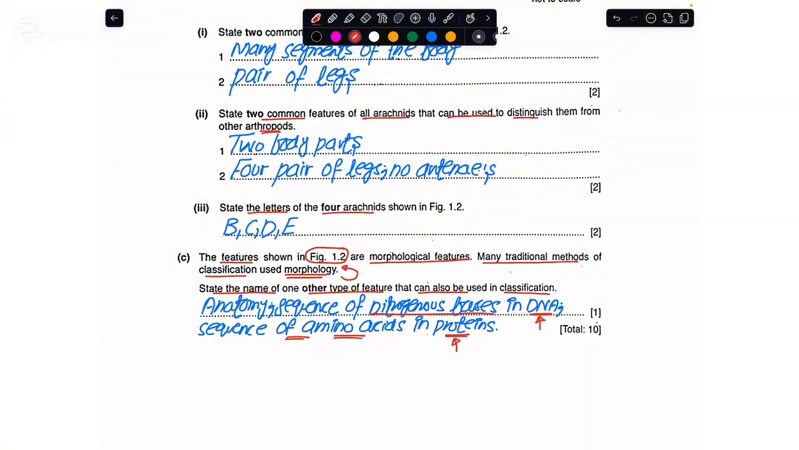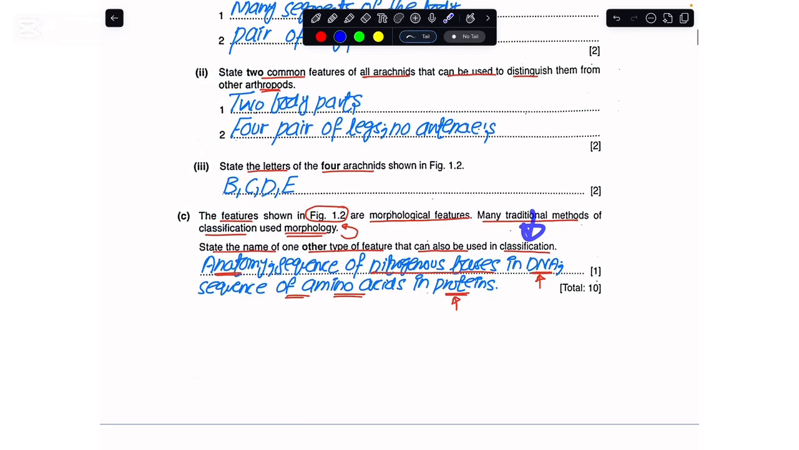If you're not able to remember these 2 points, an easy word is anatomy. Like we will try to see their internal structures and we would compare them. So those are the three ways by which the classification is done: by looking at the anatomy, by the sequence of the nitrogenous bases in the DNA, and by looking at the sequence of the amino acids in protein, and that would help us in doing the classification.